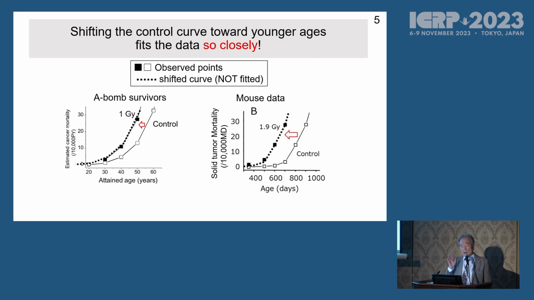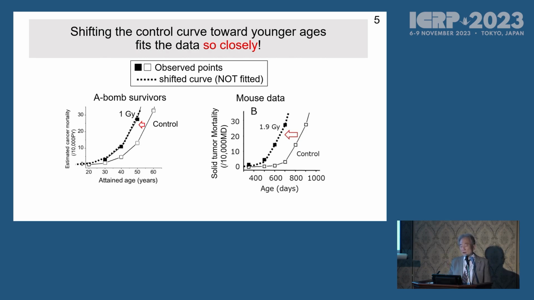Then I thought, okay, how about simply shifting the mortality curve toward the younger ages? Will it really fit the observed data? The left panel shows atomic bomb survivors who were exposed to, say, 1 gray exposure. And the dotted line is not the fitted curve, just a simple parallel shift of the control curve. And when I saw that, I thought, oh, that's it. I didn't fit it, but it exactly fits the data.